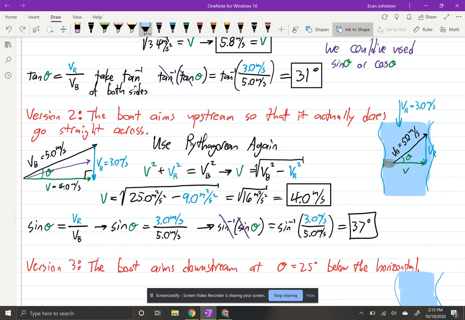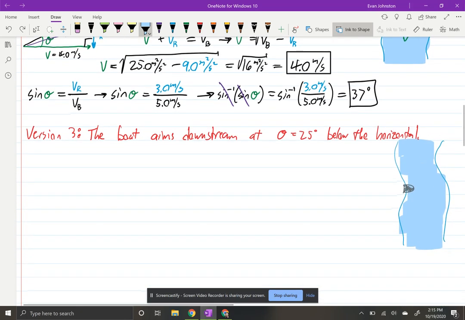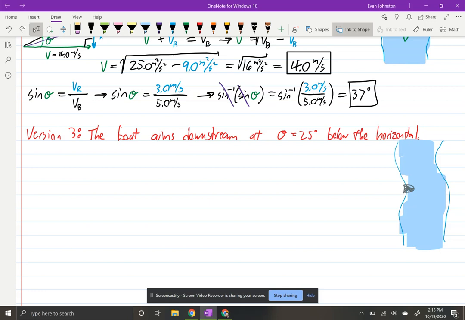So our last version here. Now the boat aims downstream, and this time I'm giving you actually the angle. So the boat aims downstream at 25 degrees below the horizontal. Okay, so this is where it starts to get maybe a little bit weird.